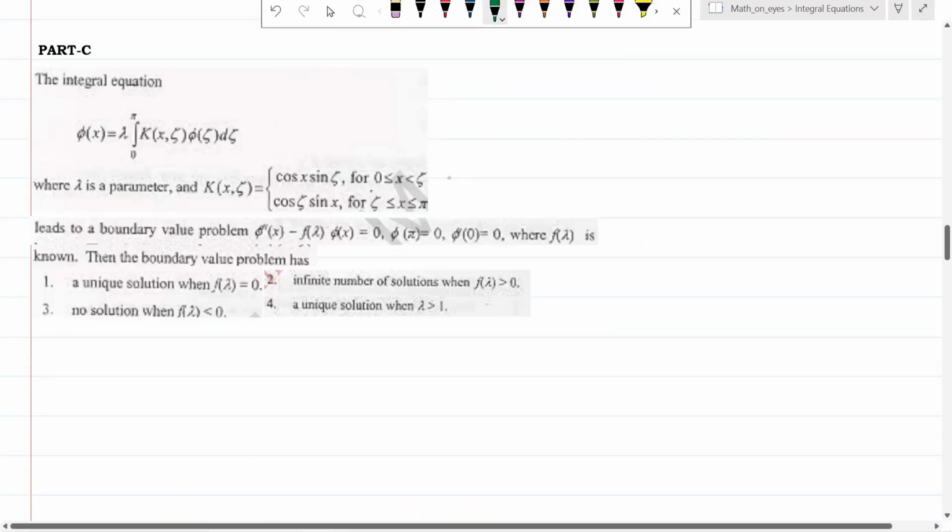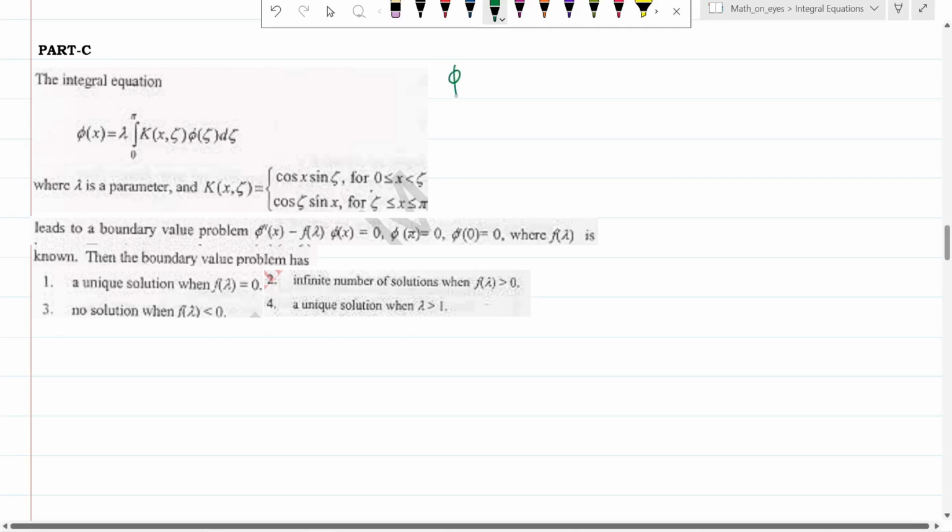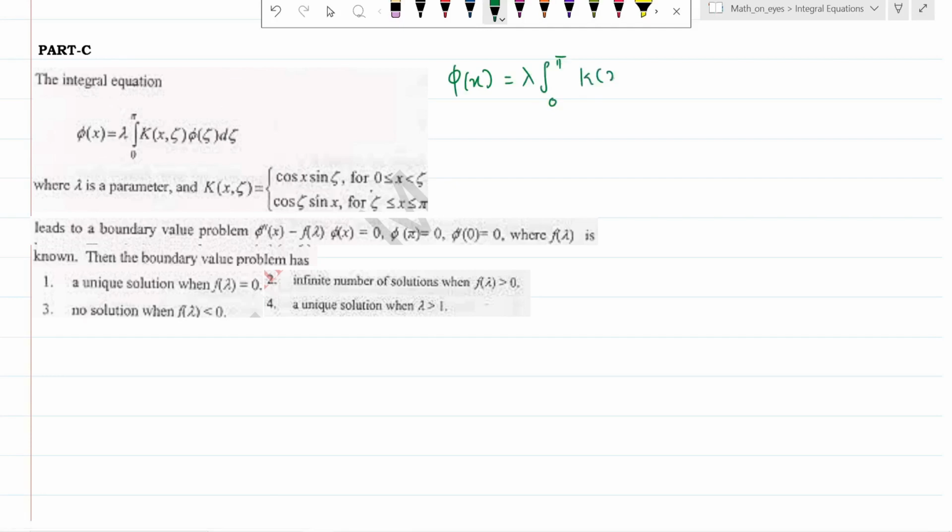The next question is the integral equation phi of x is equal to lambda times integral 0 to pi kernel of x comma zeta phi of zeta d zeta. They have defined the kernel separately for the interval 0 to t and t to pi. Now we will write it in our convenient form: phi of x is equal to lambda times integral 0 to pi K of x comma t into phi of t dt.